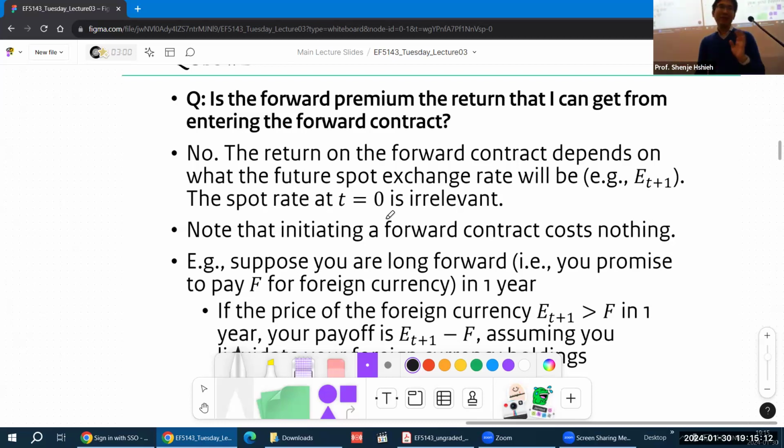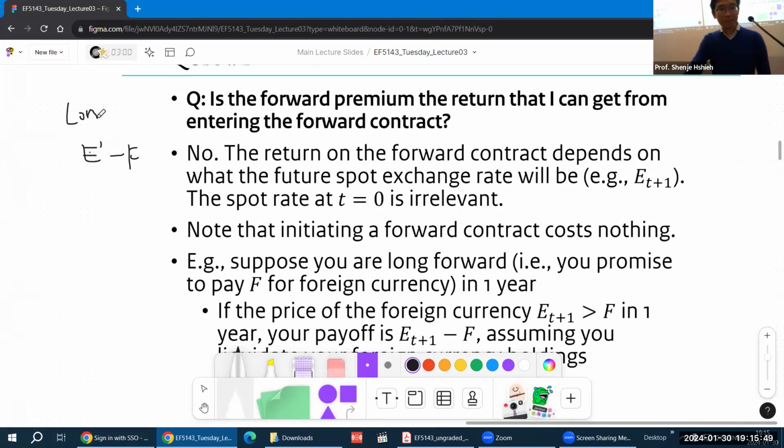So if you pay for it, if you're long forward, you're buying the underlying. So one year from now, for example, you will buy something. But if the spot price in the future exceeds what you pay, F, then you make a return, right? Which is defined as E' minus F. So that's how the forward return is defined. So in other words, let me write this here. It should be defined as E' minus F. That's how the forward return is defined if you're long forward.